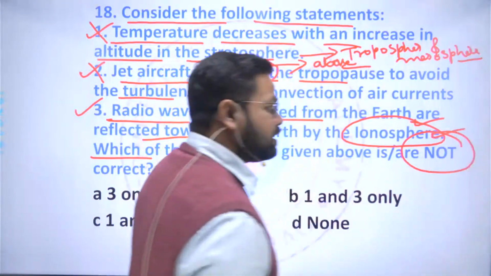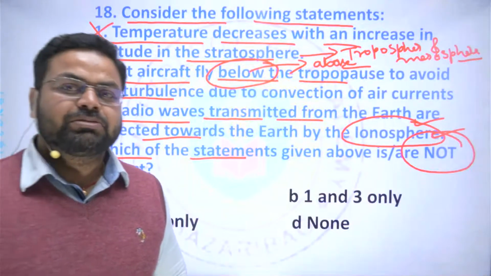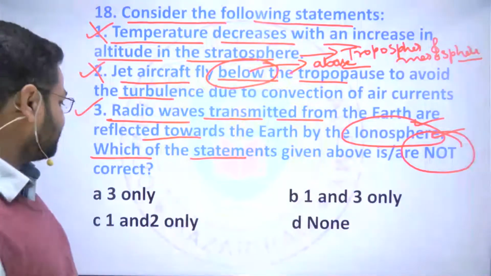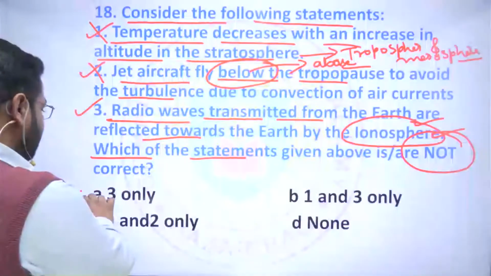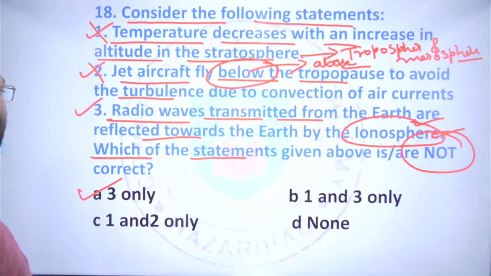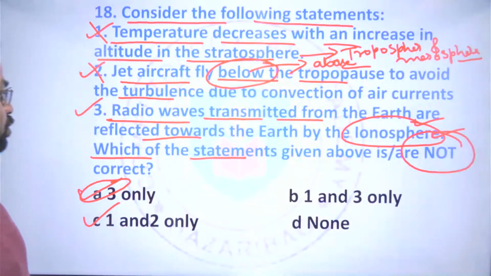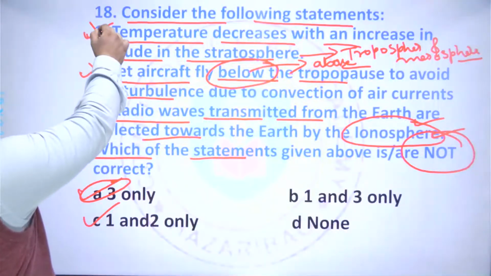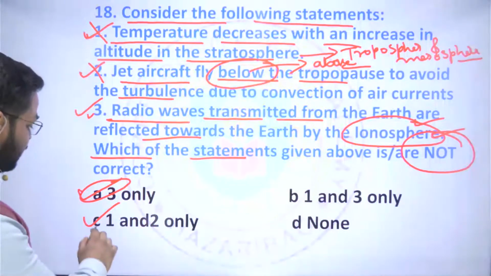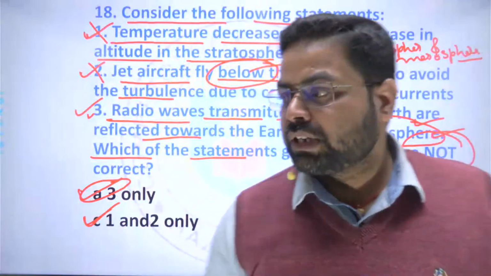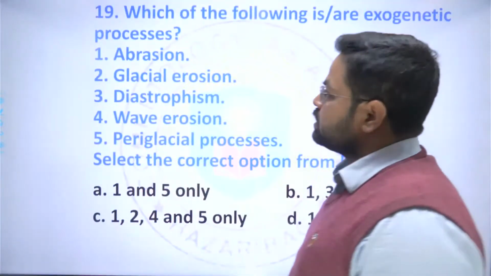Again, this is a simple thing which makes the students make great mistakes, right? So here the answer will be only, no, this is not 1 and 2 only, not correct. These two are not correct and the third one is correct. So here it will be 1 and 2 only, right? Now come to the next question.